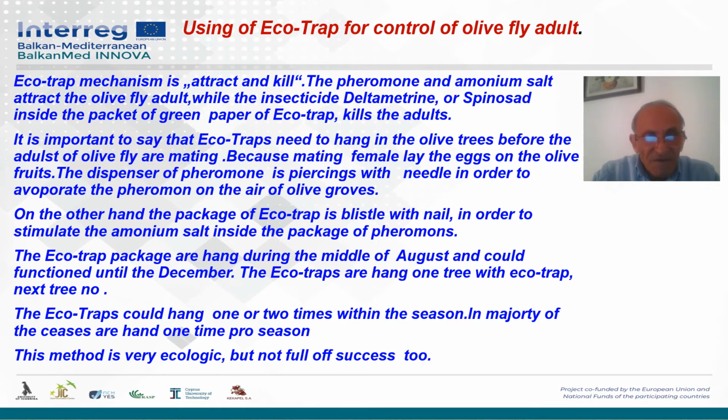The Ecotrap packages are hung during the middle of August and can function until December. The ecotraps are hung one per tree, or one tree with a trap, another one without a trap. The ecotraps could be hung one or two times within the season. In the majority of cases, they are hung one time per season. This method is very ecological, but not fully successful; still, it plays an important role in reduction of the olive fly population in the olive groves.